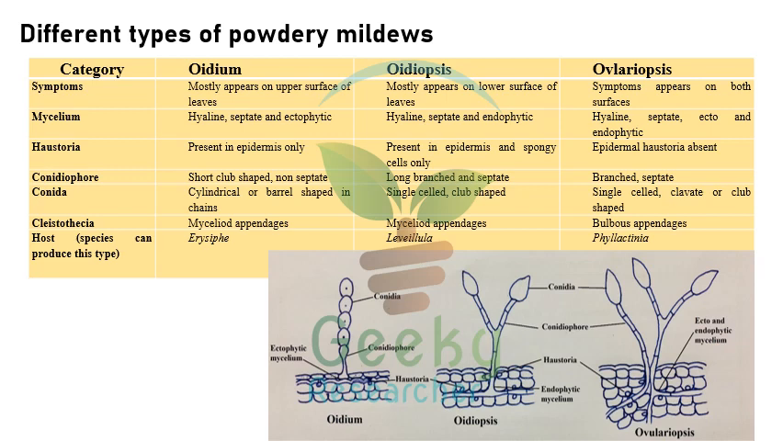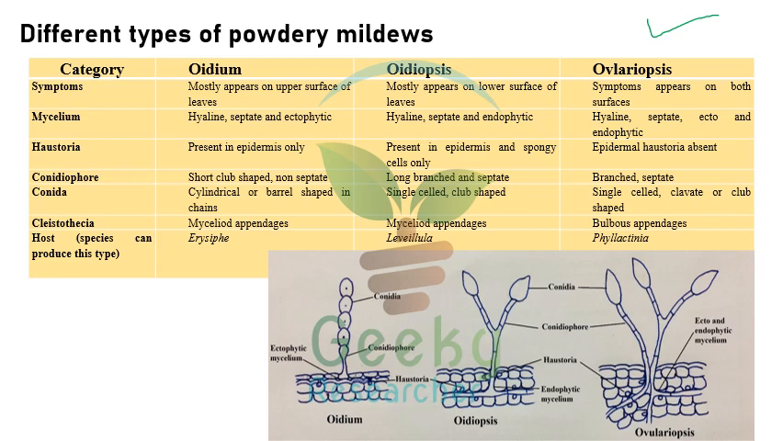So powdery mildews are of 3 types: that is Oidium, Oidiopsis, and Ovulariopsis. These are the different types of powdery mildews we can see. I have given some differences, so I will just tell you the important points only. For the remaining things, if you want to refer, just go through them, otherwise you can ping me in the comment box. So leave out all the symptoms and those things.